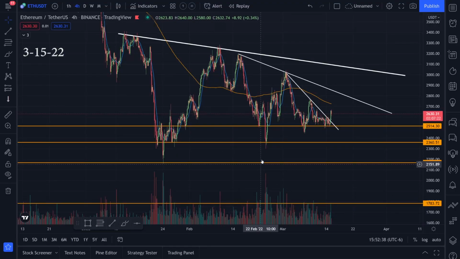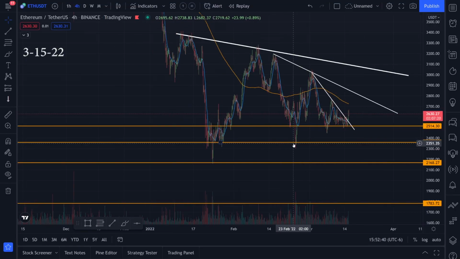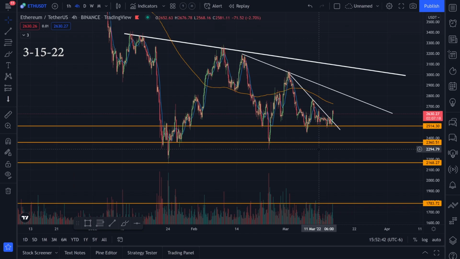Let's take a look at the chart action for the Ethereum chart, and I also want to take a look at the Ethereum to Bitcoin chart.